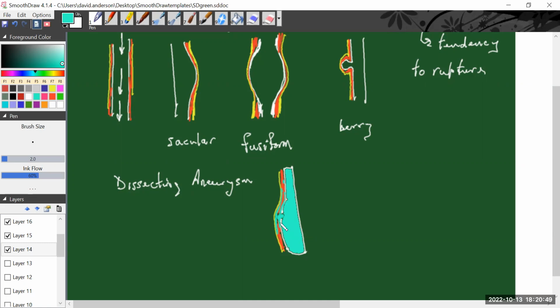This is very much life-threatening. Leakage between the layers is rapid. It causes a separation between the layers. That's dissection. That's going to be painful. It leads to rupture, and if you get rupture, it causes death.